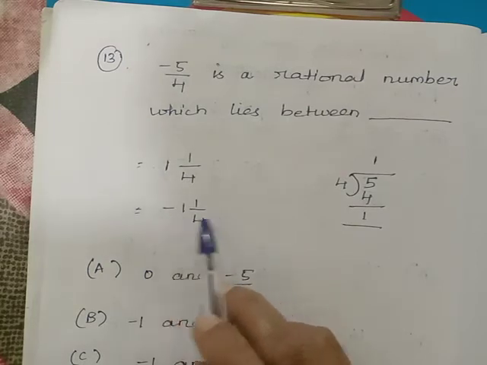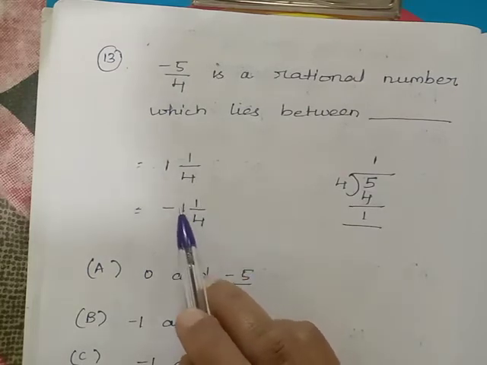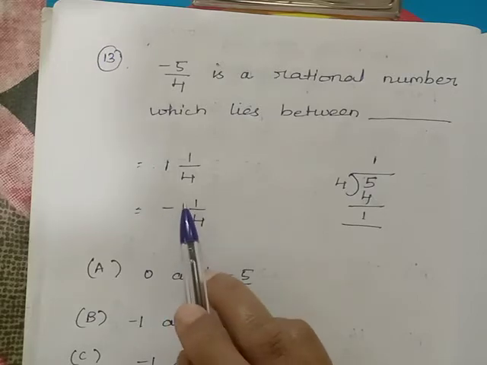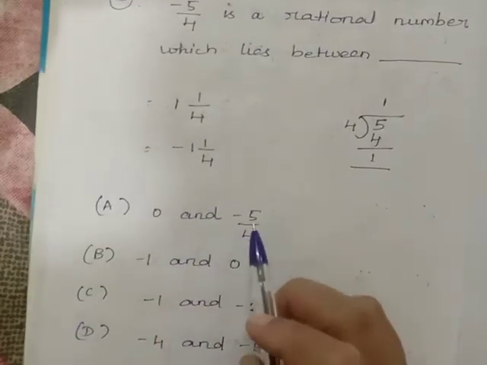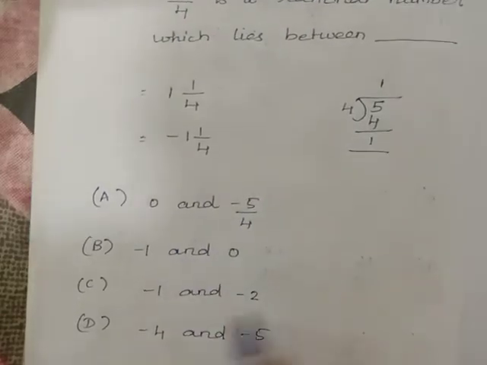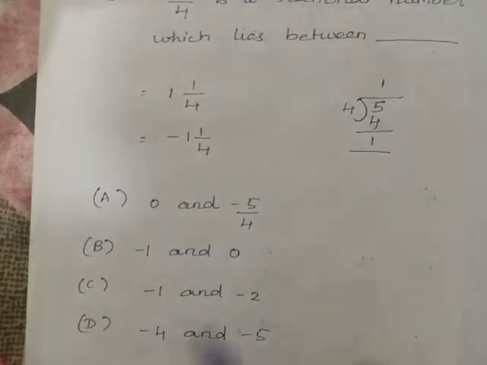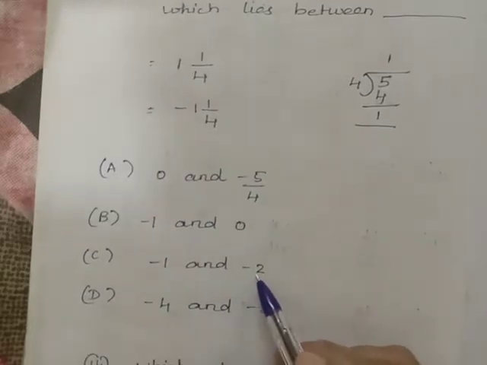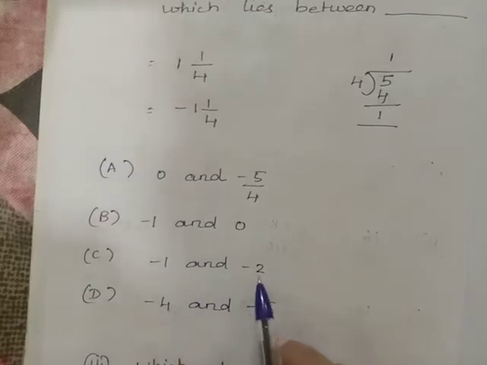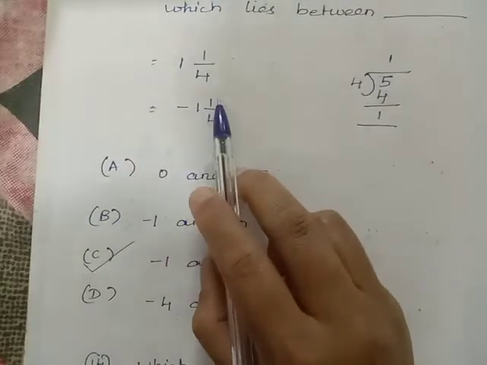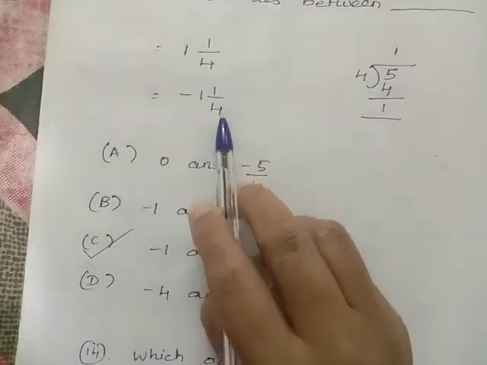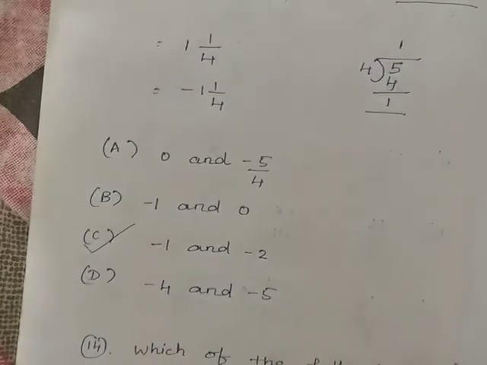So, what is the meaning of this? 1 by 4 means 1 point something. Minus 1 point something. So, does it lie between 0 and minus 5 by 4? No. Minus 1 and 0? No. Minus 1 point something means it goes higher than minus 1 and lower than minus 2. It is greater than minus 1. It should be less than minus 2. So, minus 4 and minus 5? No. So, the possibility is C. So minus 1, 1 by 4 means minus 1 point something. So it lies between minus 1 and minus 2.